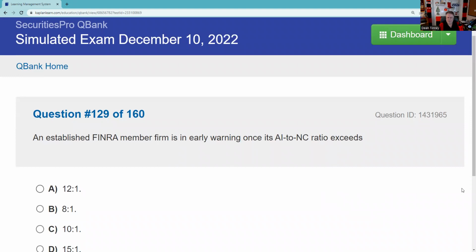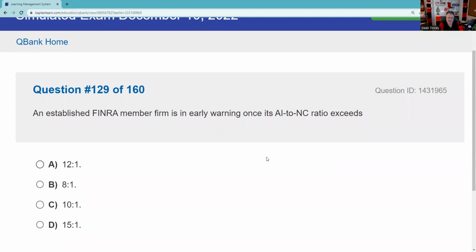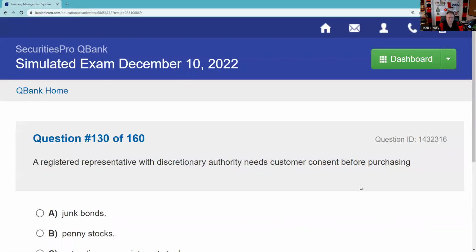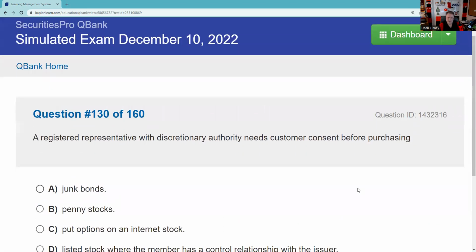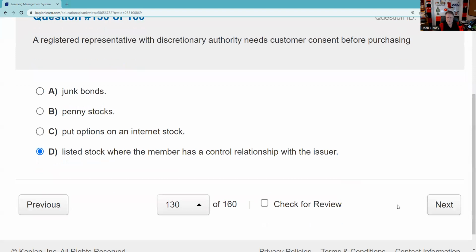129, an established member firm is an early warning when AI to net capital exceeds, I'm just checking to make sure, 12-1. A registered rep with discretionary authority needs customer consent before purchasing. We talked about this, a listed stock where there's a control relationship, Bank of America and Merrill Lynch.